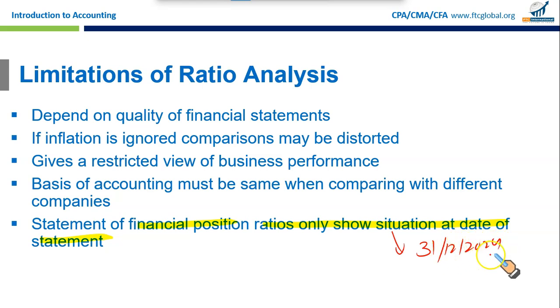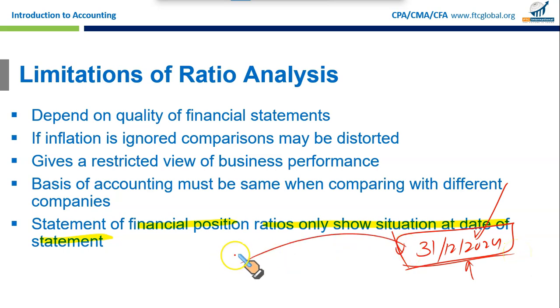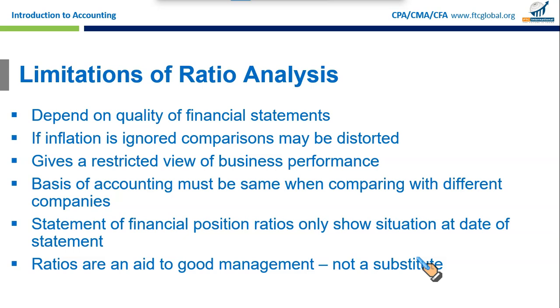December 2024, it means it's on this particular point in time; a day before that, a week after that, things can totally change. Maybe you're using financial statements for the year ended 31st of December 2024 and you are analyzing the numbers on maybe 6th of June 2025, the numbers are nearly 5 months old, may not be relevant. And then finally, ratios are an aid to good management. They help you in decision making, but they are not a substitute for management themselves. That ends your topic, ratio analysis.